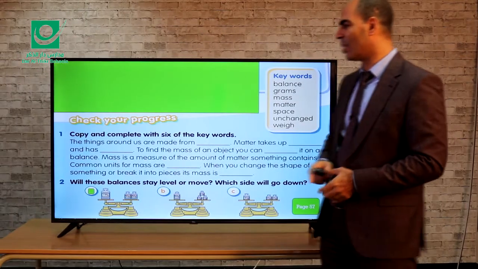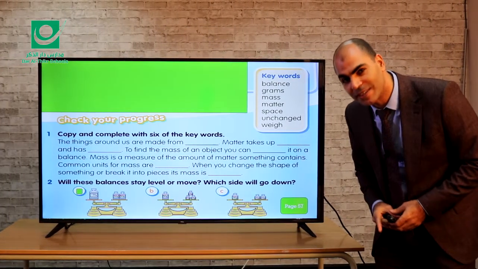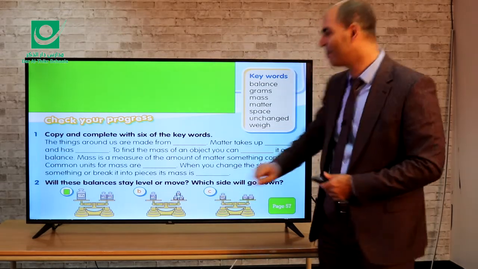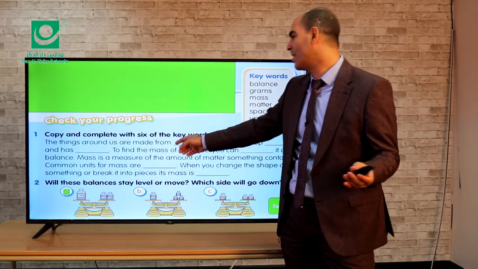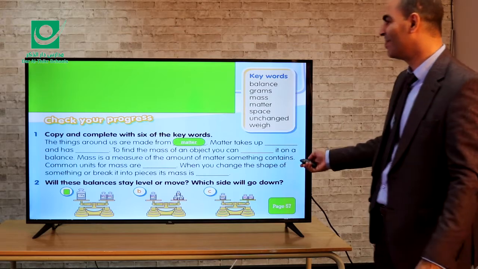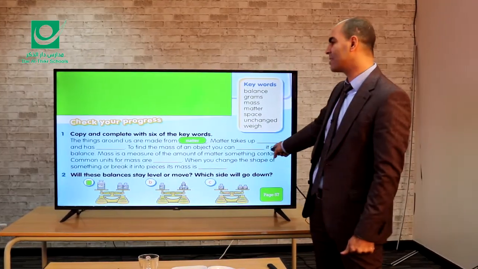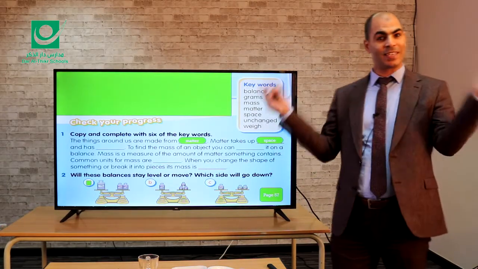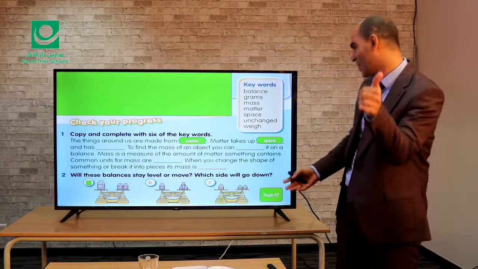Let's do number 1. Copy and complete with 6 of the keywords. Grade 3 scientists, hold your pencils and write the answers in your pupil's book. Okay, let's read together. The things around us are made from what? Yes, that's right, from matter. That's answer number 1. Matter takes up what? Matter takes up space. This is the definition of matter. Matter occupies space. That's right.